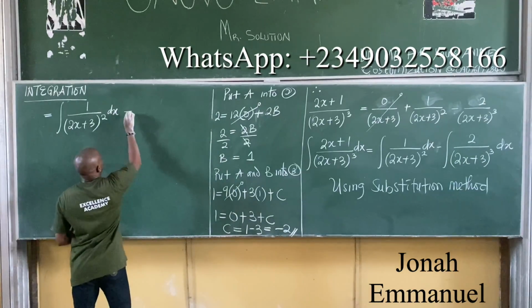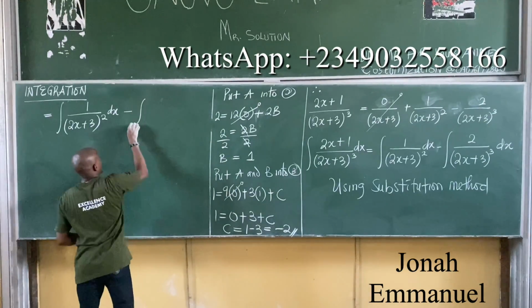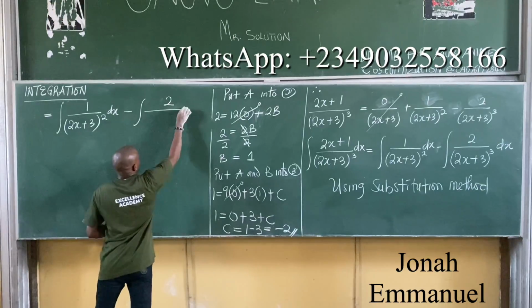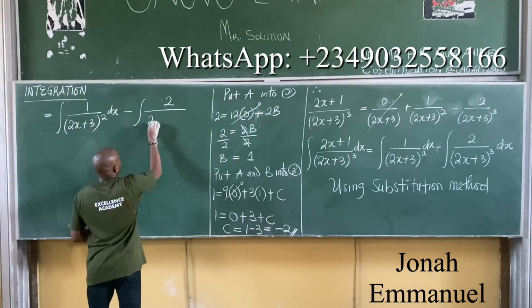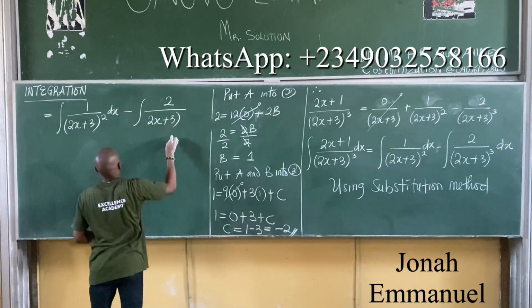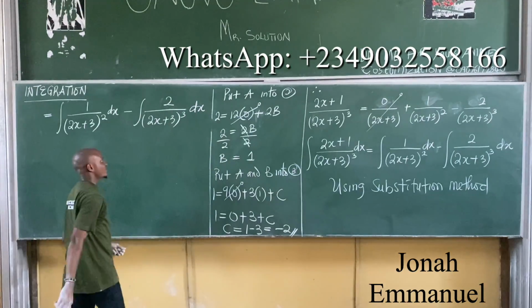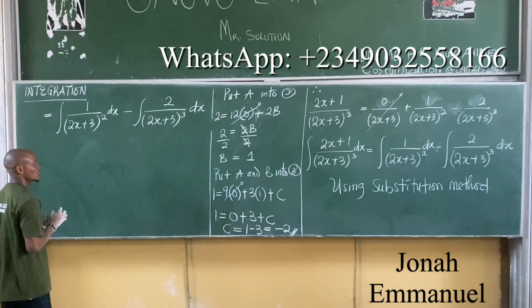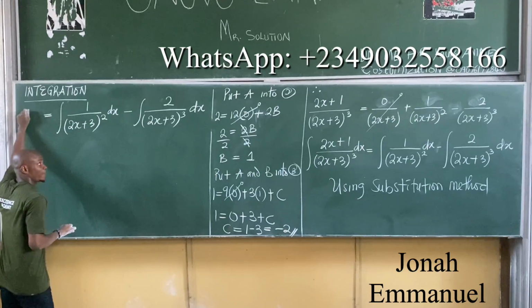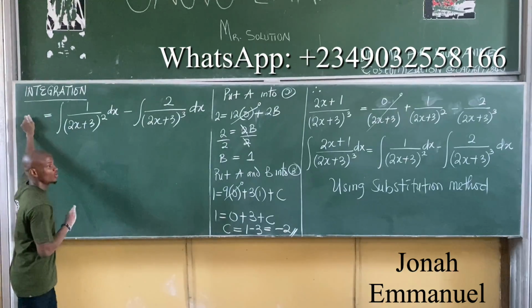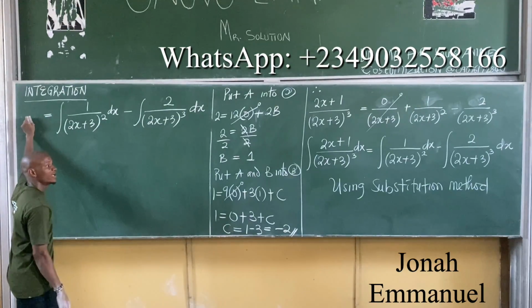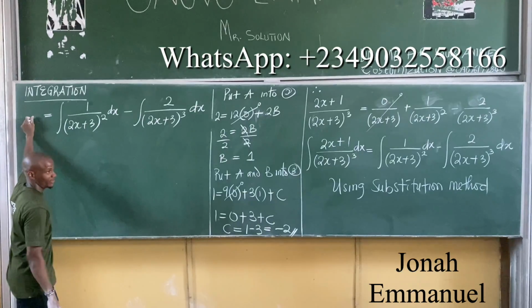Alright. Minus the integral of 2 all over (2x plus 3) cubed. Yes. How do you solve this? Using substitution. Now see the idea. At this point, you divide this question into two halves and solve them simultaneously.